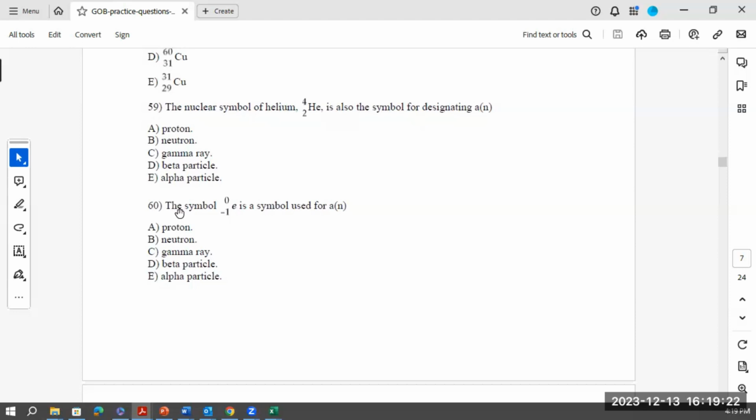Okay, so this symbol here is going to be used for, that's right, beta. Yep.